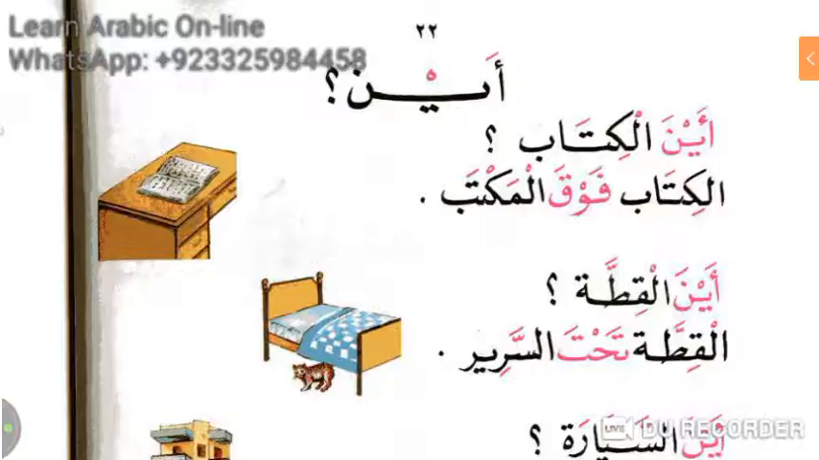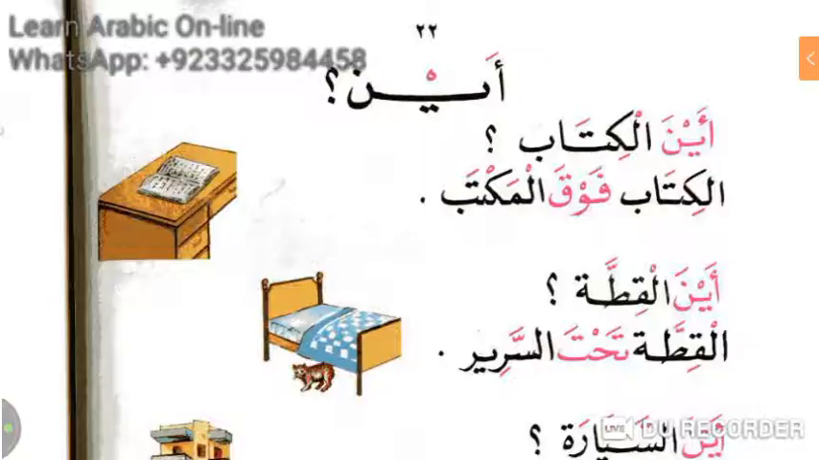Ayna al-qittatu? Ayna al-qittatu. Okay. And that is where is the cat? Qitta. Yes. Where is the cat? Good. Where is the cat? Good. Okay.